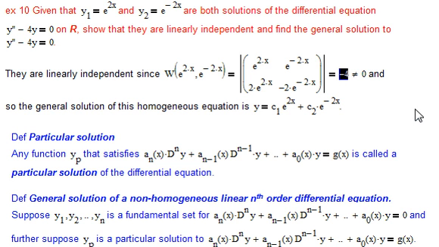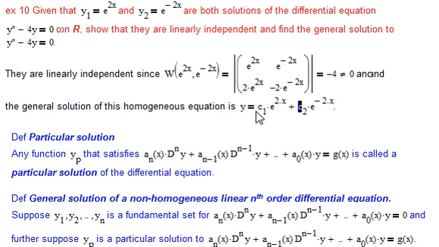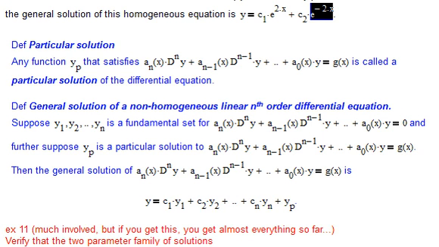Therefore, they are linearly independent, and if they are linearly independent, then they form a fundamental set of this second order equation. And being a fundamental set of the second order equation, a constant times one of the solutions plus a constant times the other of the solutions is the general solution to the equation. That's going to be a big part of our solution for differential equations in future, actually in the very next unit.